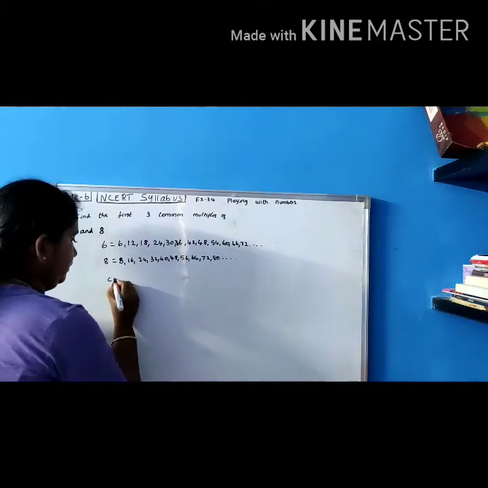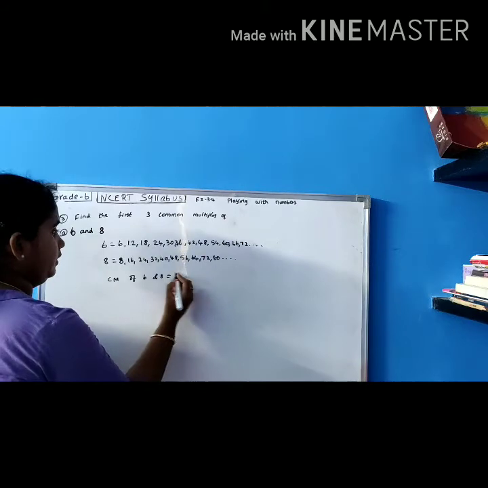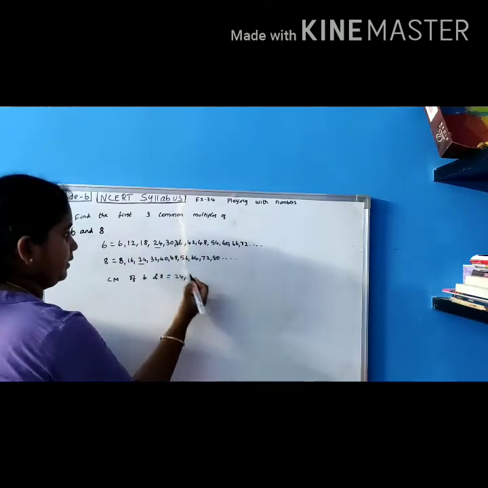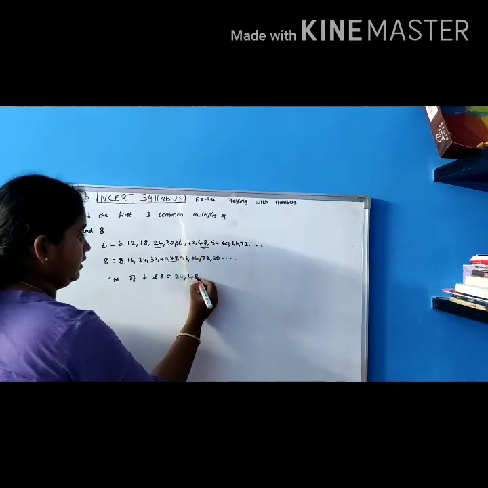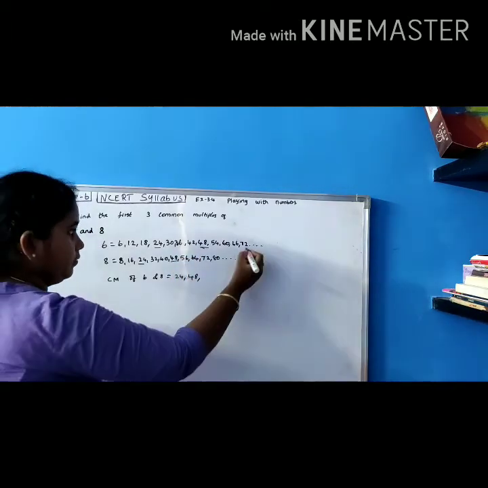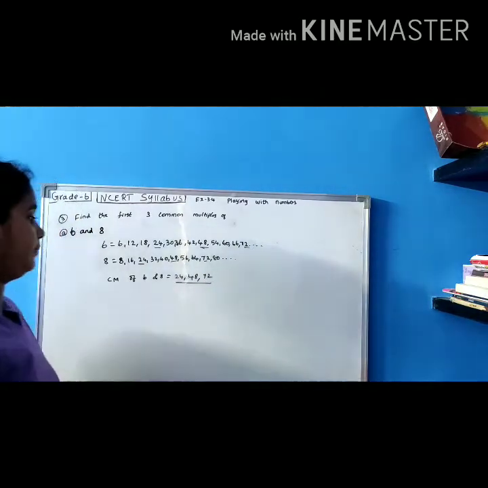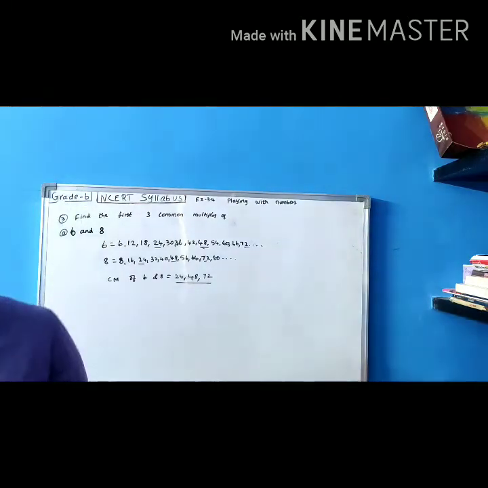So common multiples of 6 and 8 we will see. See here, 24. 24 is a common multiple. Then the next common multiple is 48. 48 is your next common multiple and the last common multiple is 72. They asked you the first 3 common multiples. So these are the common multiples of 6 and 8. Let's go for the next sum.